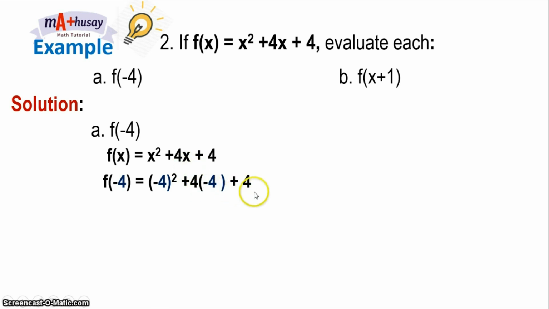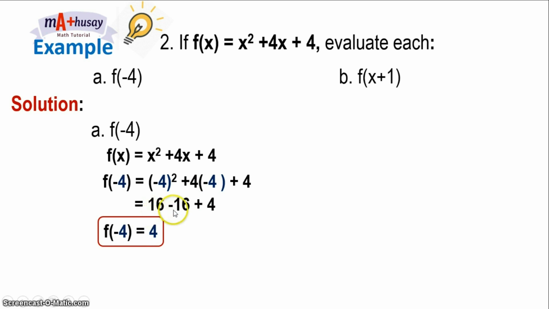So, simplifying the right side of the equation, we know that negative 4 squared. So, ibig sabihin, negative 4 times negative 4, that's 16, right? Now, ngayon, 4 times the negative 4 is negative 16 plus the constant 4. So, simplifying again the right side of the equation. So, 16 minus 16 is 0 plus 4 is 4. So, f of negative 4 is positive 4.